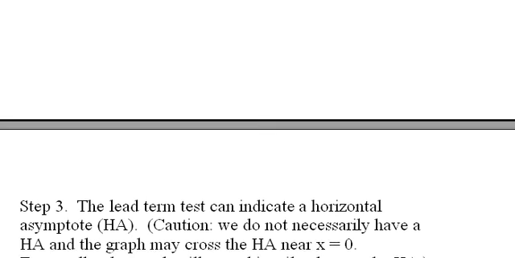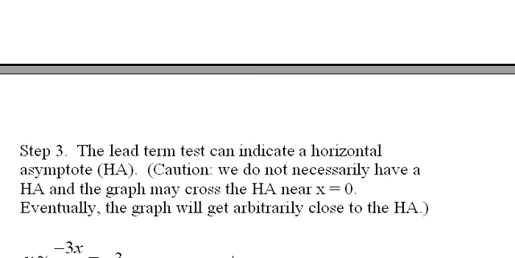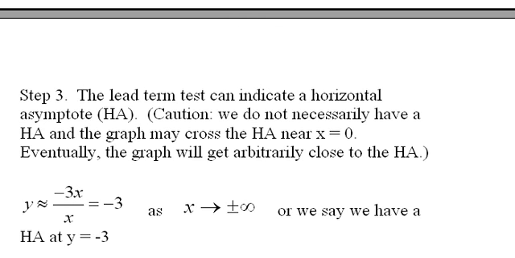The next step is the lead term test. And the lead term test is very similar. In fact, it's the same as the lead term test for polynomials, except that we look at the top and the bottom. A lead term test can indicate a horizontal asymptote. I'm going to abbreviate that with HA, horizontal asymptote. Caution, we do not necessarily have a horizontal asymptote. You don't have to have one just because you have a rational function. And if we do have one, the graph may cross the horizontal asymptote near 0. Eventually the graph will get arbitrarily close to this horizontal asymptote.